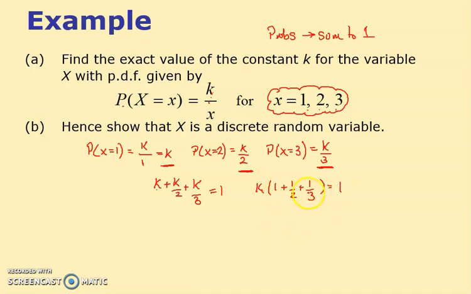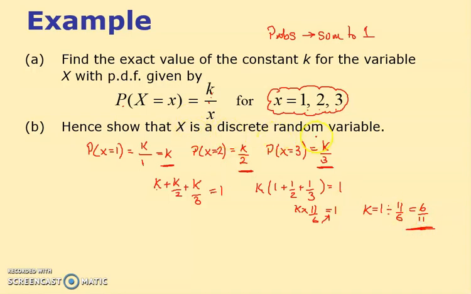I can add these up. 1 plus a half plus a third. Well, I think that is 11 sixths. So that means I've got k times 11 over 6 equals 1. And I can move that onto the other side, and it becomes k equals 1 divided by 11 sixths, which is 6 elevenths. We have found k.